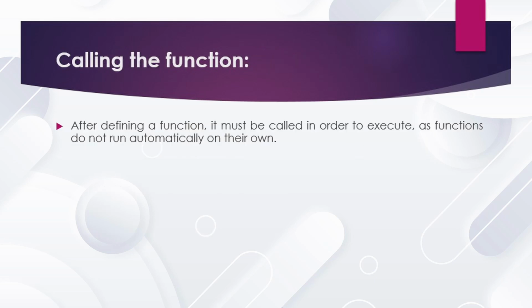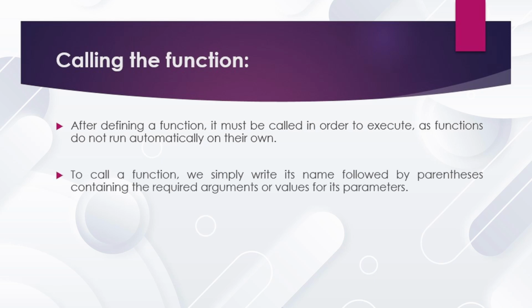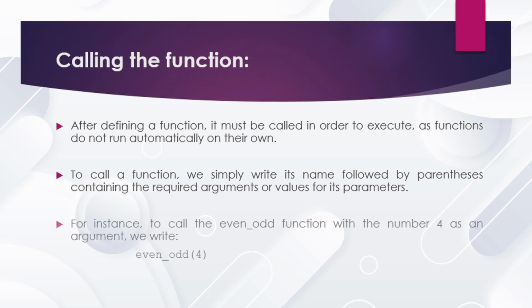After defining a function, it must be called in order to execute, as functions do not automatically run on their own. To call a function, we simply write its name followed by parentheses containing the required arguments or values for its parameters. For instance, to call the even_odd function with the number 4 as an argument, we will write even_odd and within parentheses the number 4.